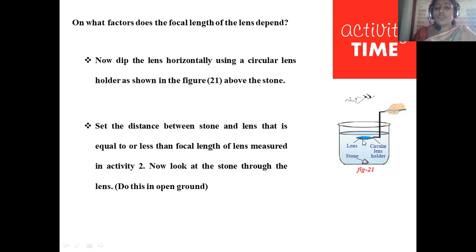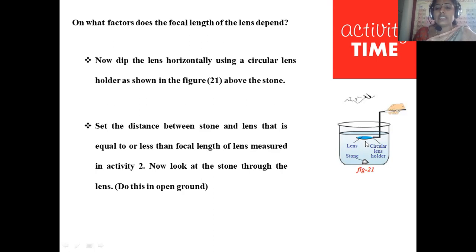So just above the stone you are going to keep this lens, which is held with the lens holder. Set the distance between the stone and lens to be equal to or less than the focal length. So here, for example, let us assume the focal length is 20.